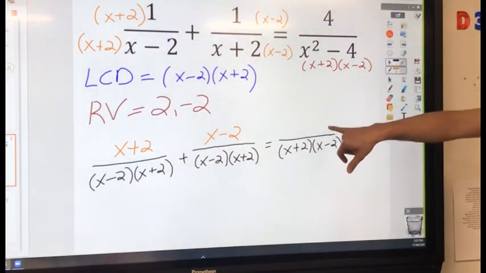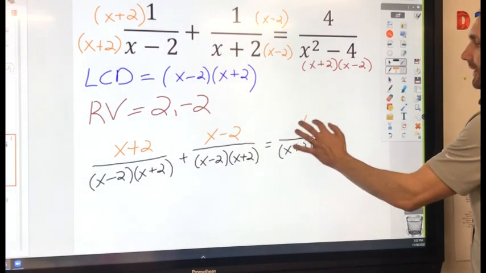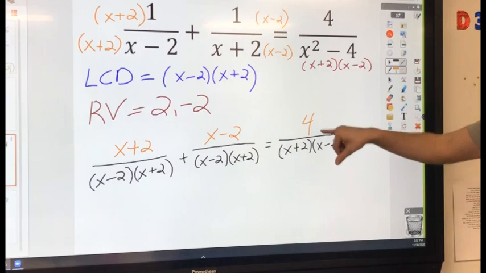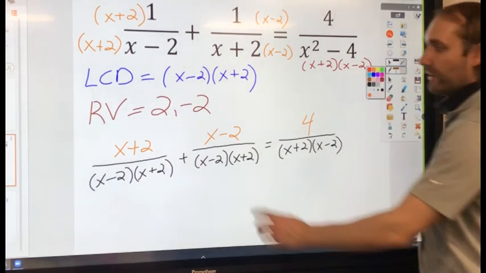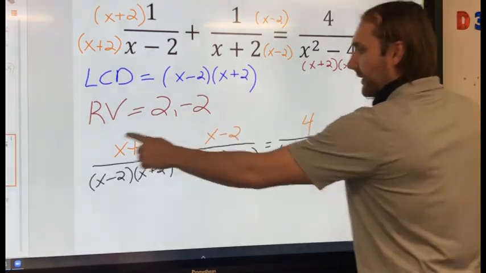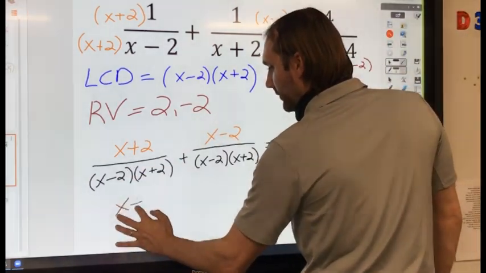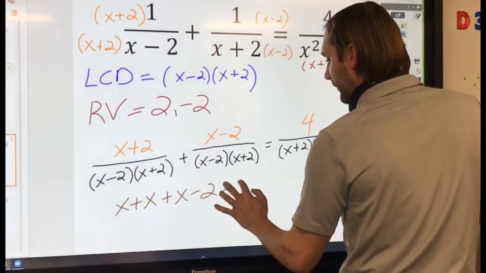And then what's my numerator here? 4. Very good. It already has both x plus 2 and x minus 2, so you're not changing anything. So it stays as a 4. Now the second method, remember, says take your numerator and put it together because we're no longer worried about the denominator. So that gives me x plus 2 plus x minus 2 equals 4.